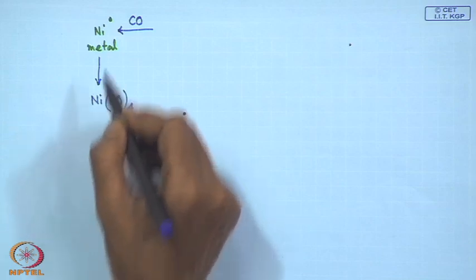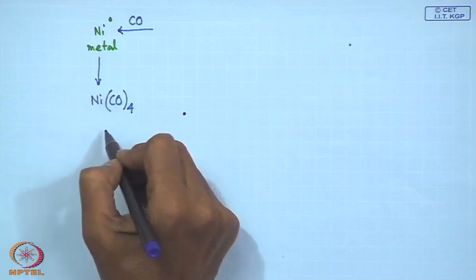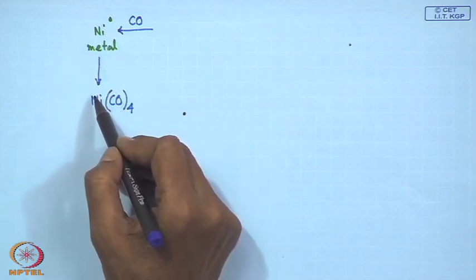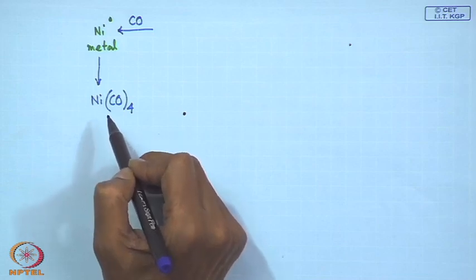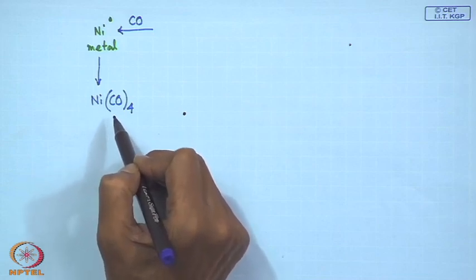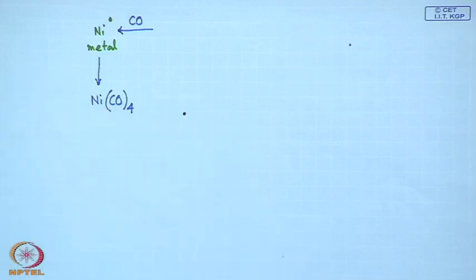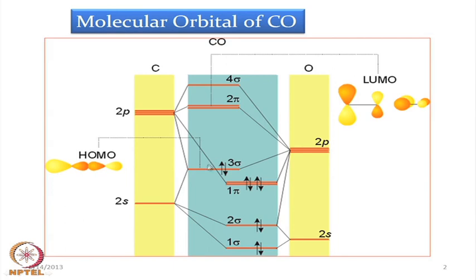So, nickel is in 0 oxidation state. Most of its orbitals are filled now because it is in the 0 oxidation state, but there are some higher energy orbitals available on nickel which can be utilized for acceptance from the carbon monoxide side. So, we have the highest occupied molecular orbital, which is the HOMO here in this diagram, and it is of 3 sigma type. This HOMO will be utilized for the donation.